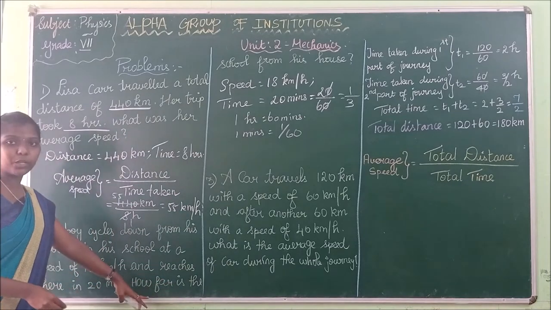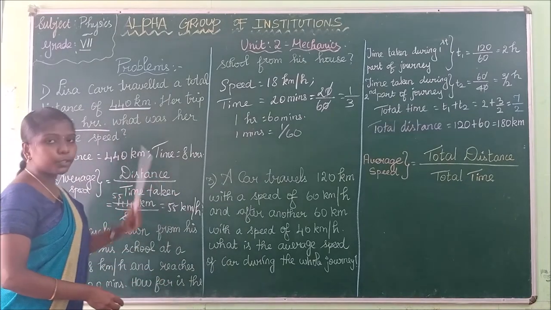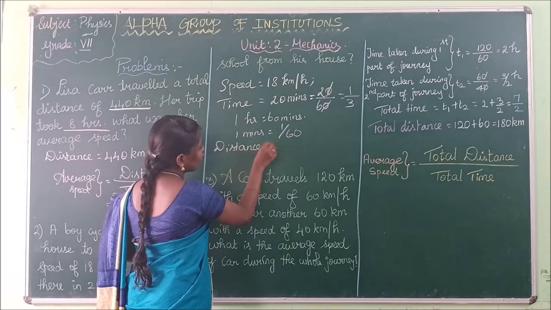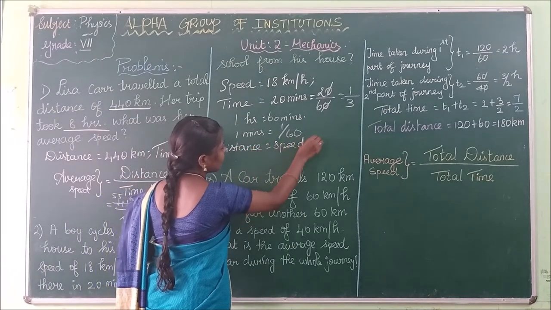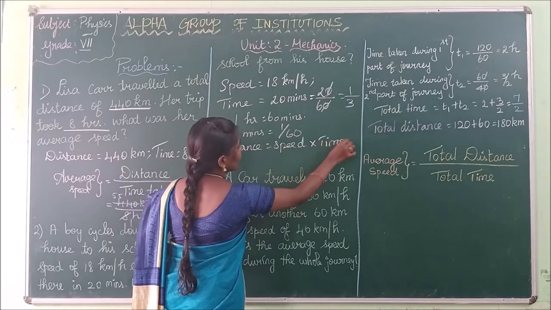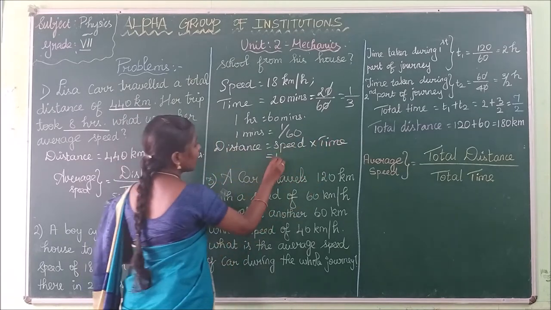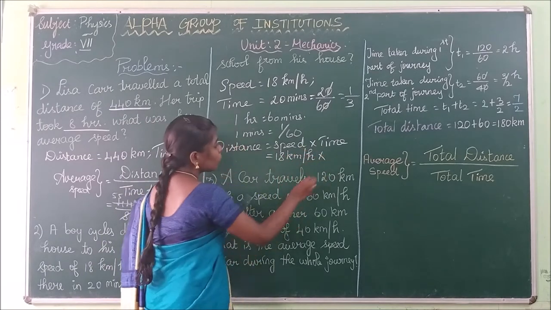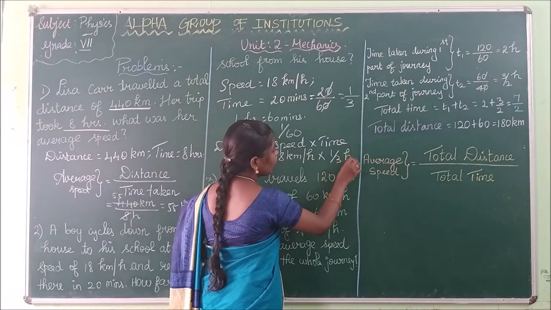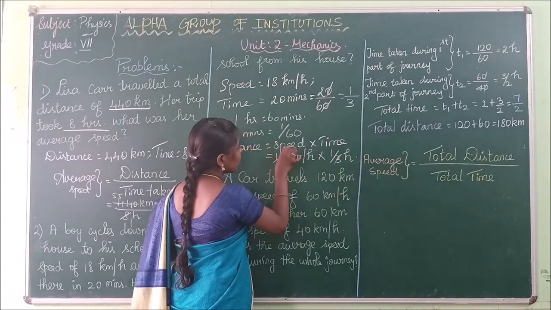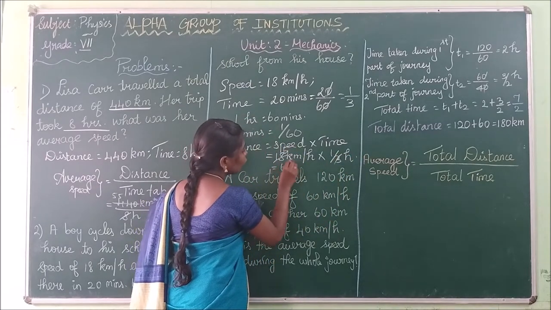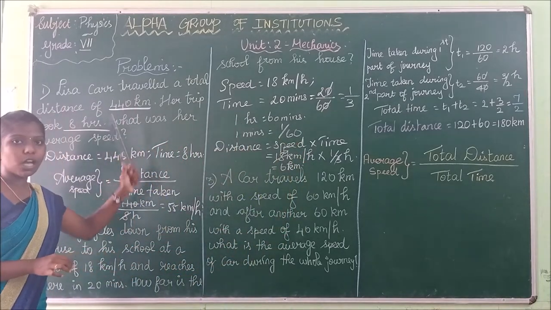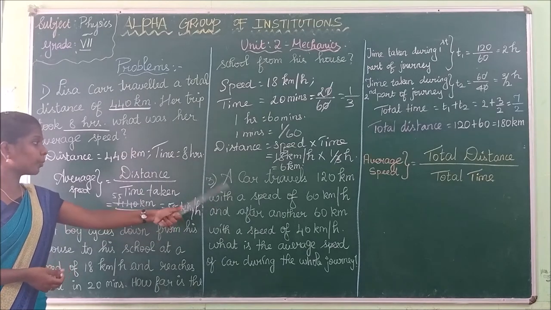Now substitute in the formula. What is the formula to calculate distance? Distance is equal to speed into time. Yes, what is the speed given here? 18 km per hour. And time 1 by 3 hour. Cancel this. What is the distance value? 6 km. The distance from school to his house is 6 km.